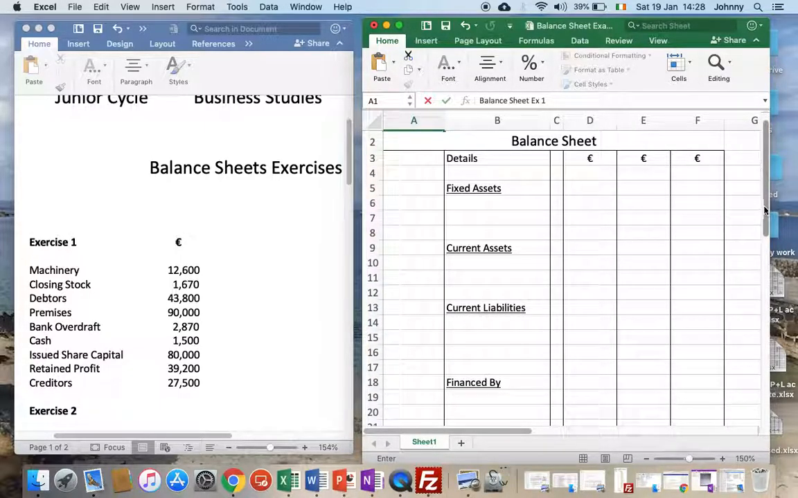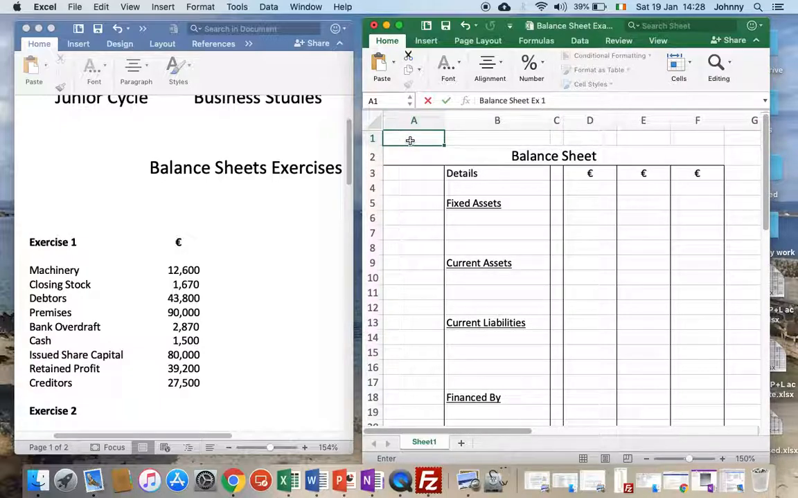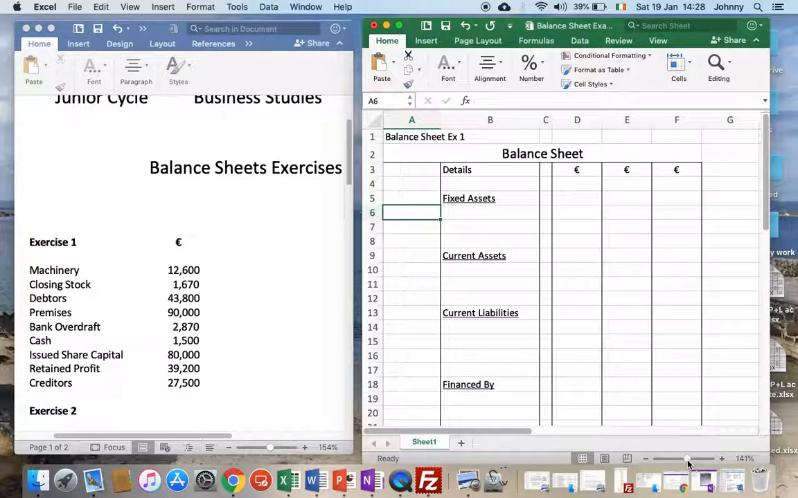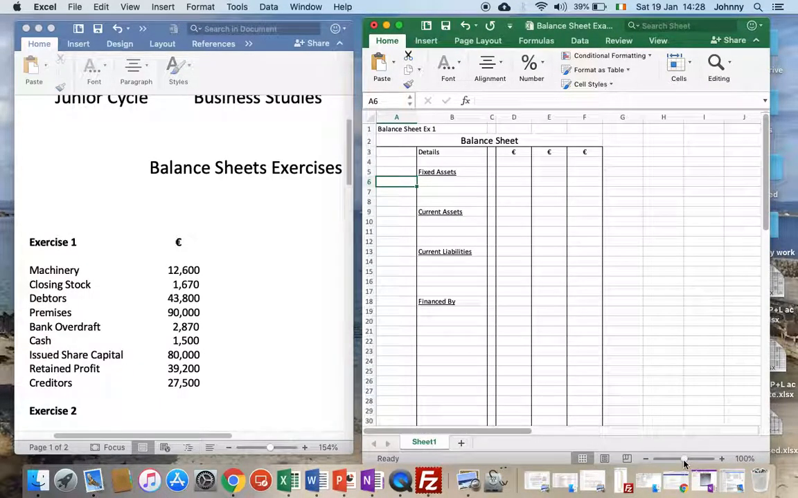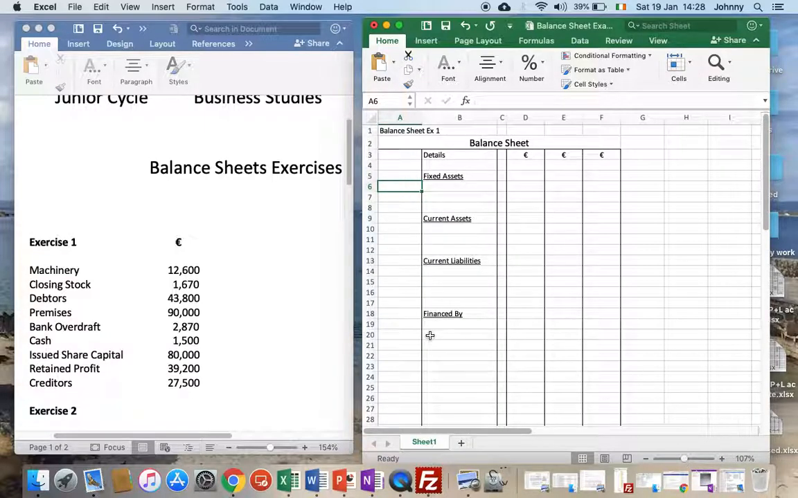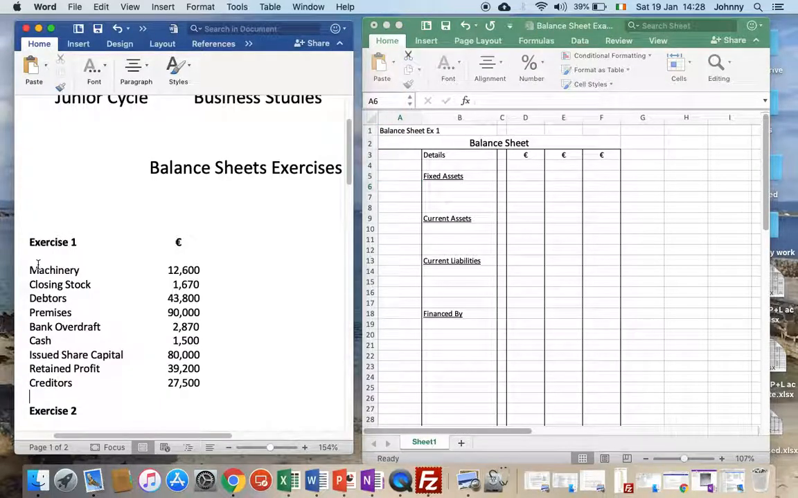Actually, that hasn't gone through. Oh, it is there, yeah. Okay, so I want to make this easy to read, so I'm just going to zoom out a little bit. So in terms of fixed assets and so on, here's all the information. The easiest way of doing this is to label each item so that we know where it goes. We only have 4 places. It can go fixed assets, current assets, current liabilities, or finance by.